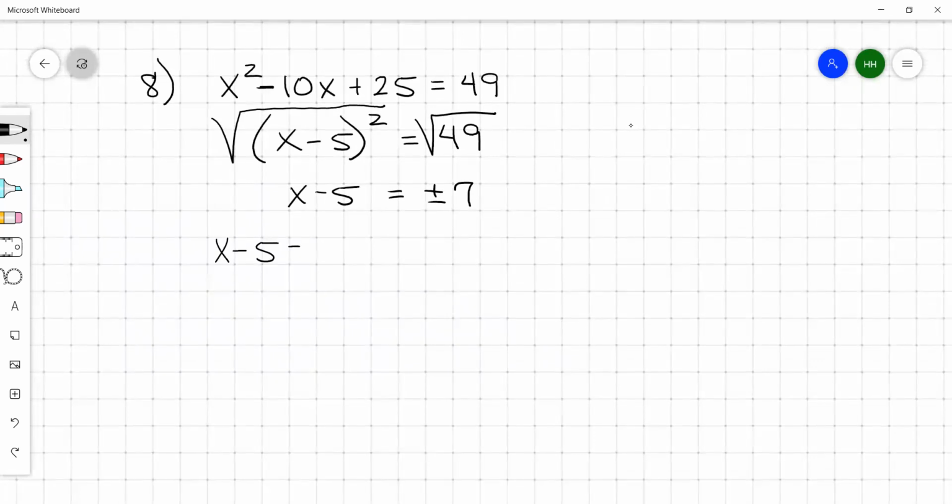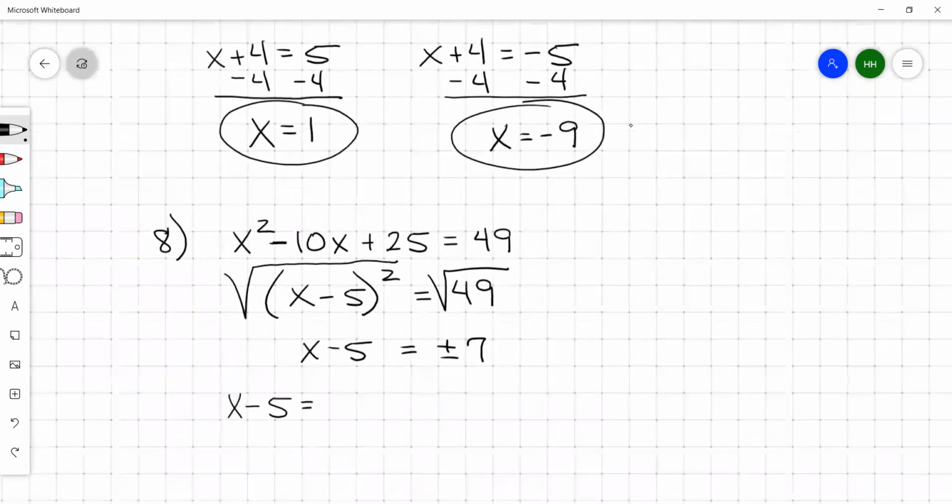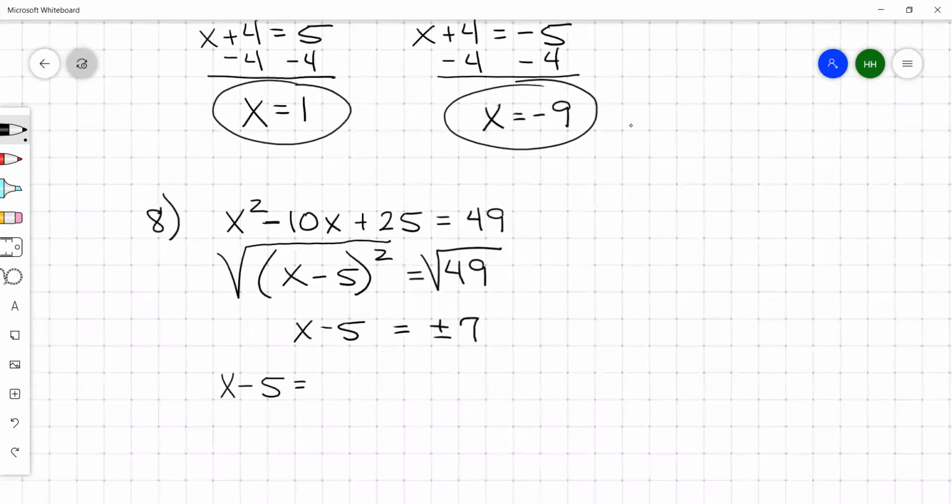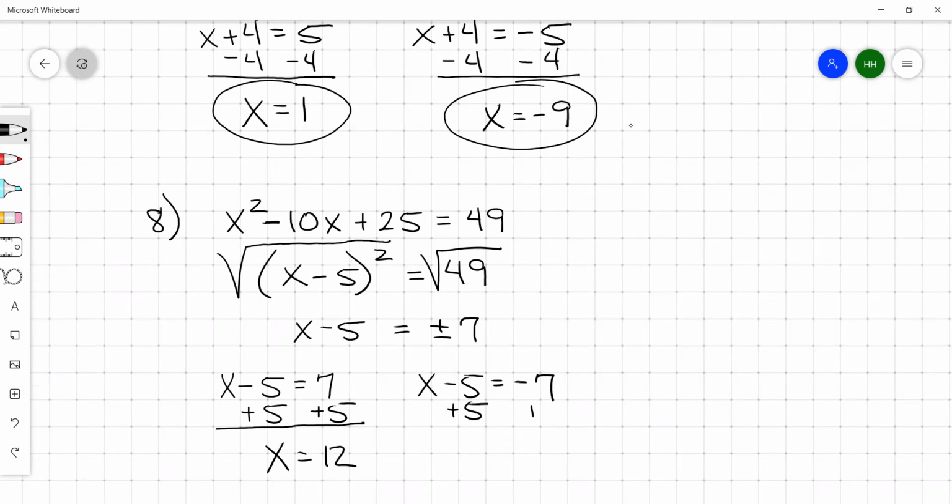X minus 5 equals 7. And x minus 5 equals negative 7. And then solve both equations. So you add 5 to each side. You got an x equal to 12. And then add 5 to the right side. And x equals negative 2. So there's your two solutions.